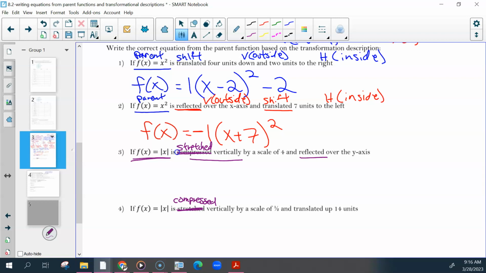Reflected over the y-axis. So if this is my y-axis and it's doing this, is that a horizontal or a vertical reflection? It's reflecting, but over the y-axis, my arm is not right. Is that horizontal or vertical? Horizontal. So we know this is vertically, so that's going to be our outside thing. And the horizontal reflection will be inside.